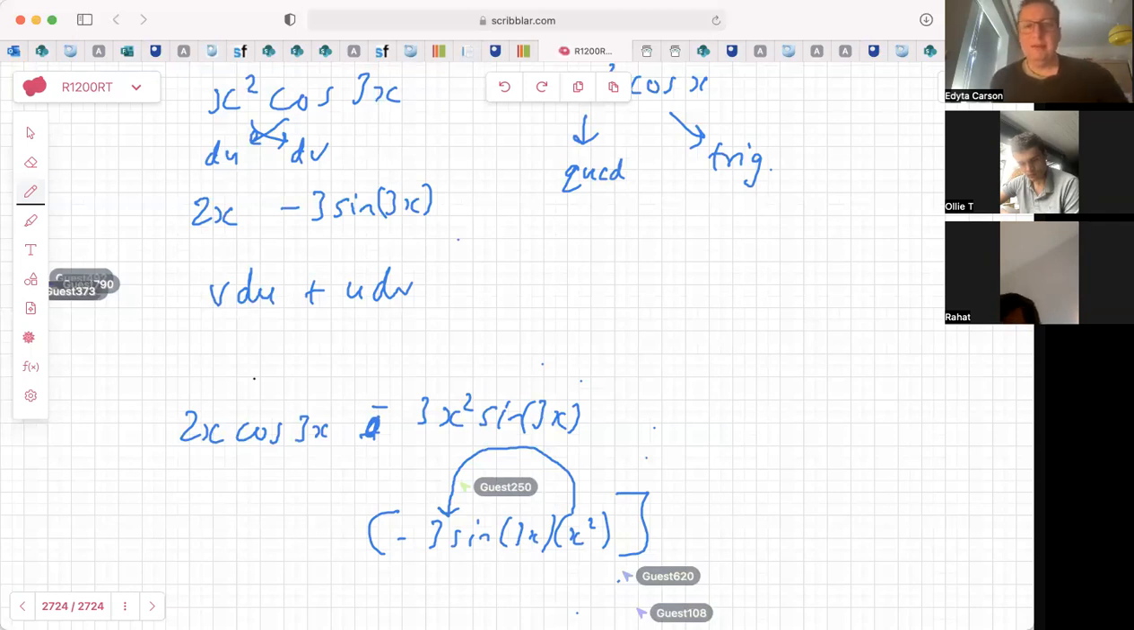The middle part of it is literally the middle part of a multiplication. That's why it has that crossover feeling to it, because that's where it came from in the first place, multiplying those two things together. Yeah, that's our answer, v du plus u dv. So 2x cos 3x minus 3x squared sine 3x.